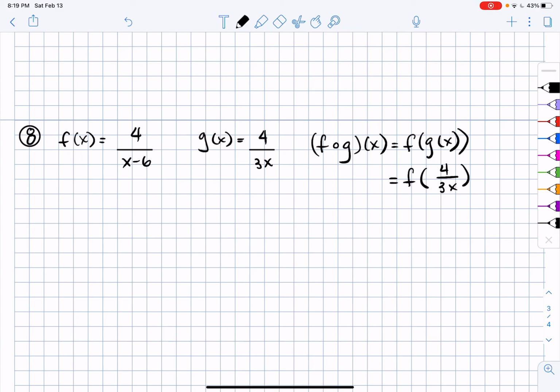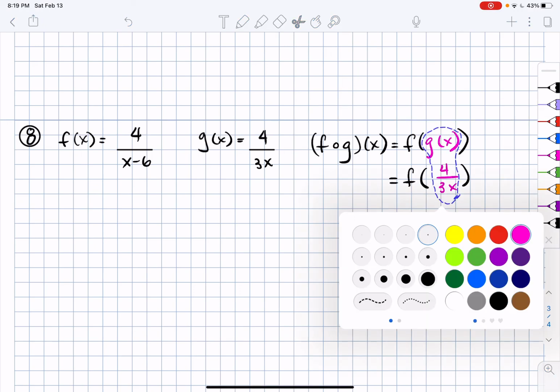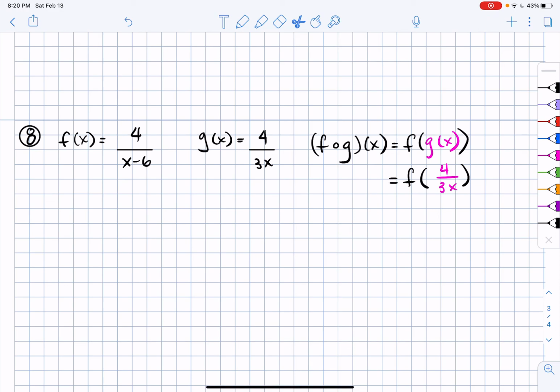Okay? So if we look at this right here, actually, let me do it this way. This right here really means that right there. So f of 4 over 3x just means find the f function, which is here, and replace the x with 4 over 3x. So I'm just going to replace that x with that. Okay? Awesome.